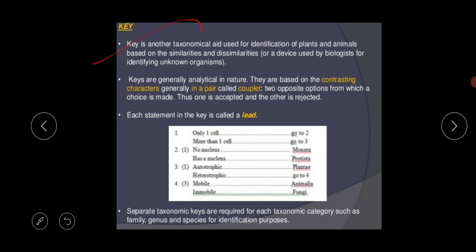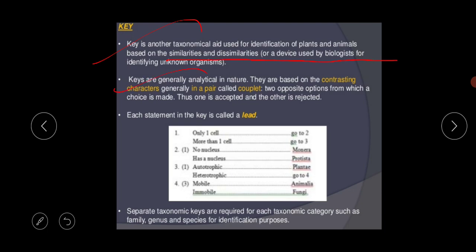So all of these are important for the taxonomic key. What is the meaning of the key? This is an important taxonomic aid. It is a set of alternate characters or couplets of different types arranged sequence-wise in such a fashion that by selection and elimination, one can quickly find out the name of the organism. I am repeating again, a key is another taxonomic aid used for the identification of plants and animals based on their similarities and dissimilarities.